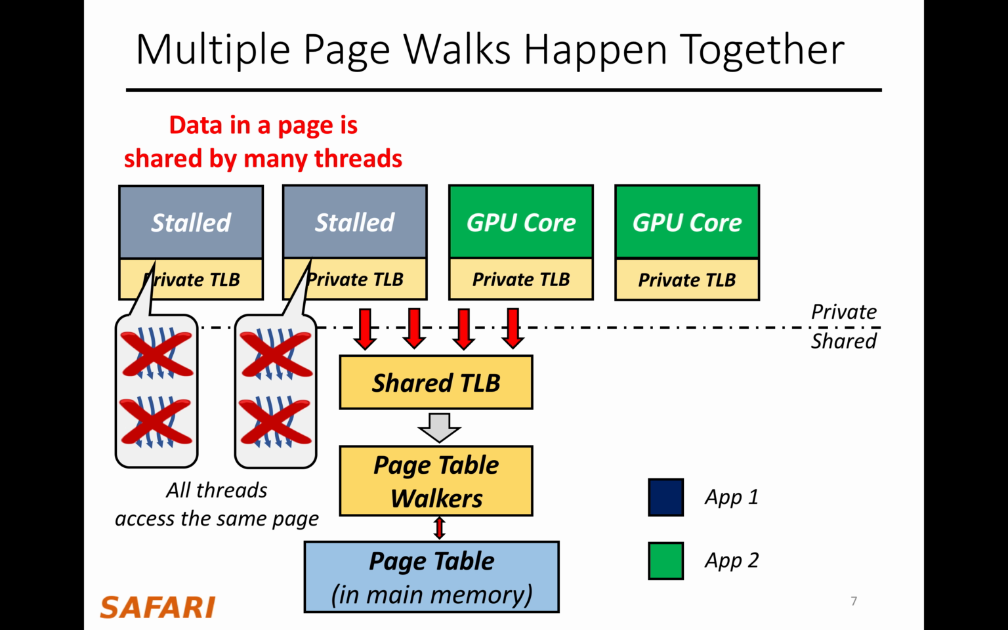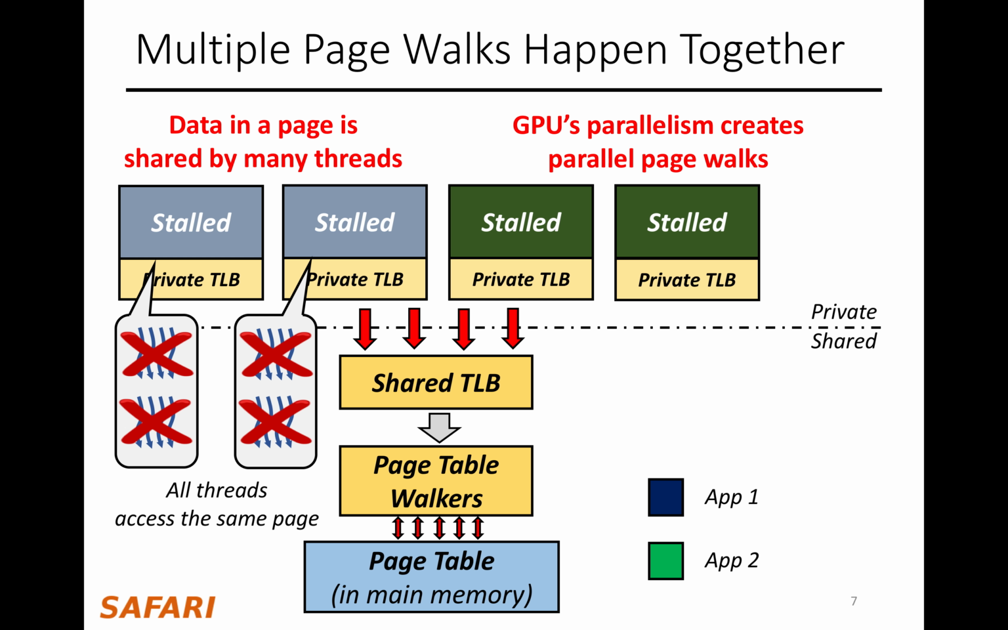And because a GPU can switch to another warp and keep executing, the GPU's own parallelism can create parallel page walks that can further stall other GPU cores that are executing. As you can see here, all the 4 GPU cores are now stalling because of the number of TLB misses that have to be resolved.